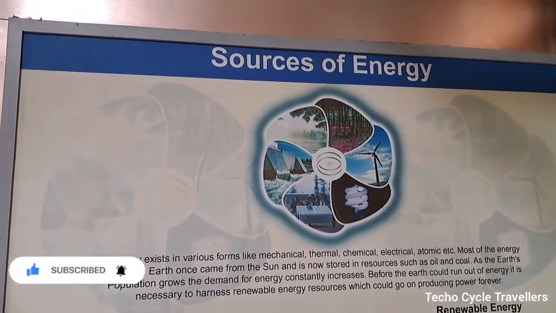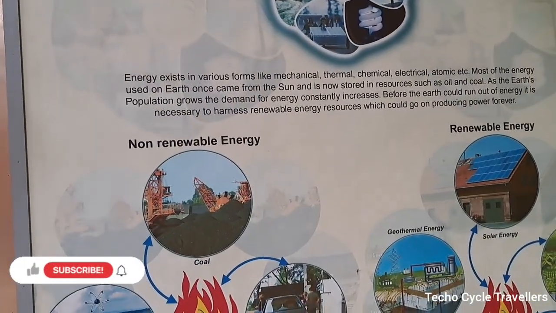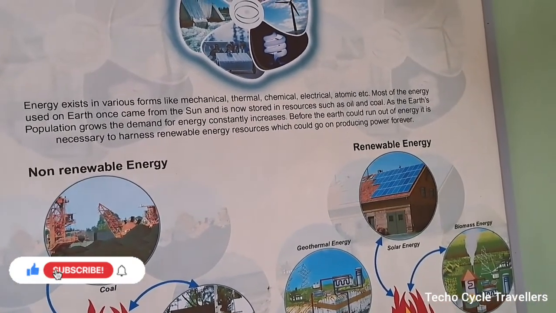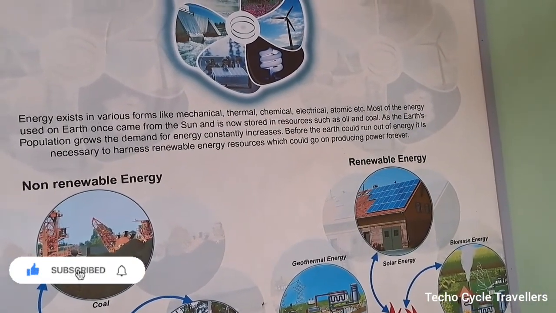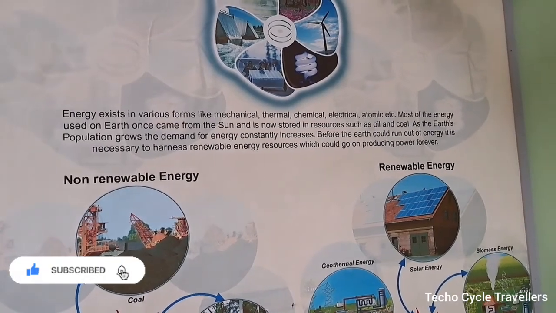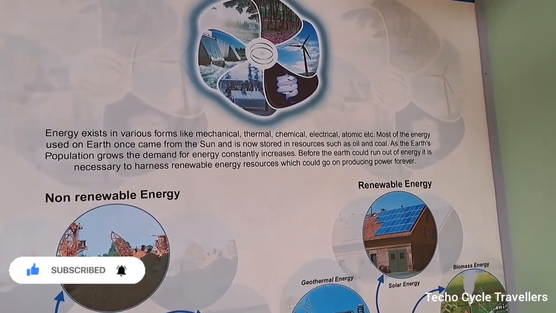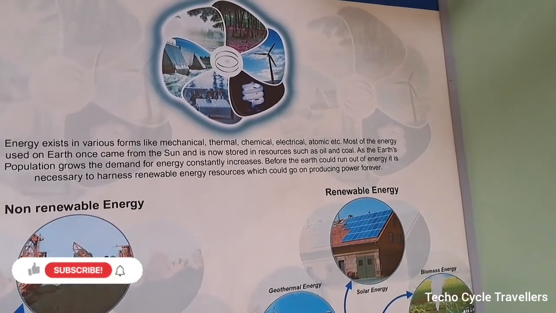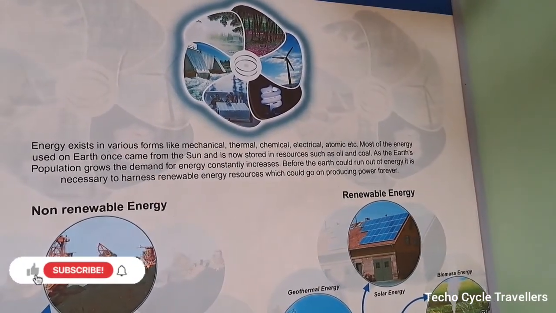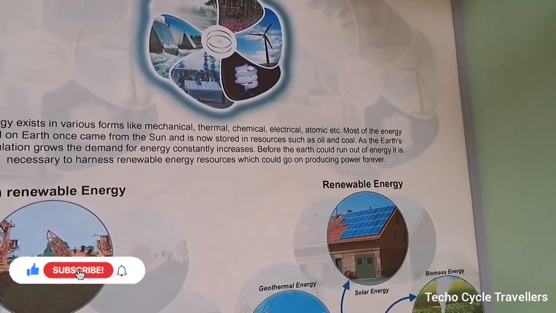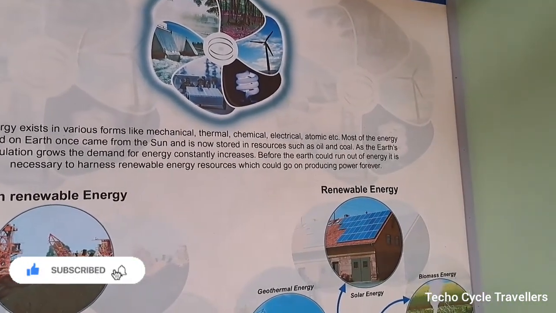Source of energy. Energy exists in various forms like mechanical, thermal, chemical, electrical, atomic, etc. Most of the energy used on Earth once came from the sun and is now stored in resources such as oil and coal. As Earth's population grows, the demand for energy constantly increases.